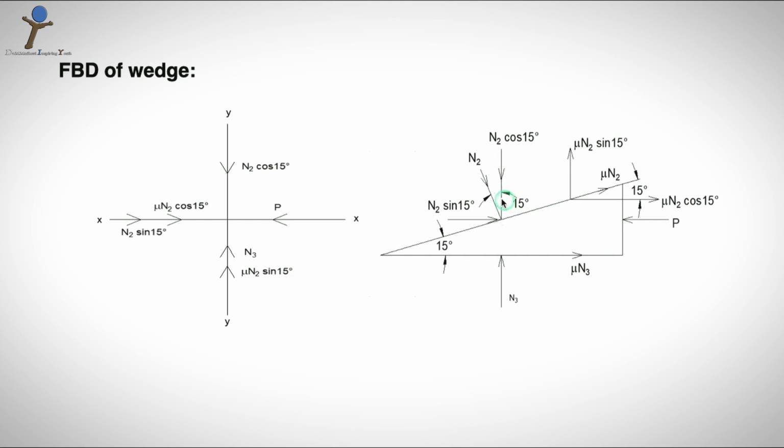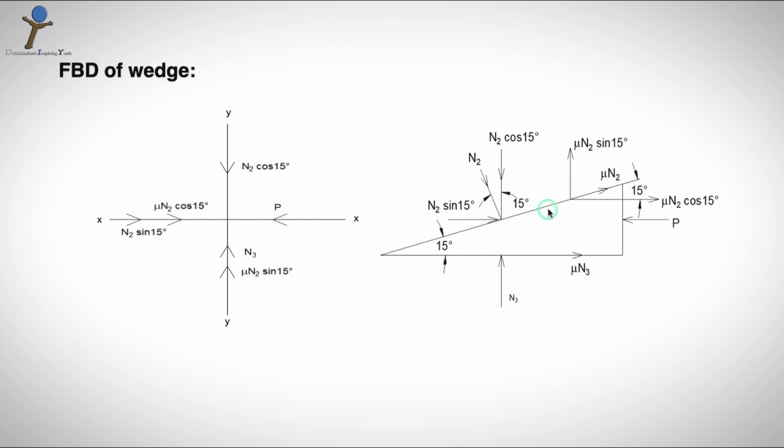Similarly, N2 is now the reaction caused by the block onto the wedge, and this N2 is again perpendicular to the wedge top surface. So, mu N2 now will be opposite to the direction of that developed on the block, which was downwards, right? Now, this is in the upward direction. Mu N2 is in the upward direction.